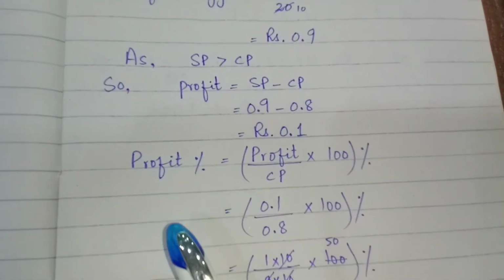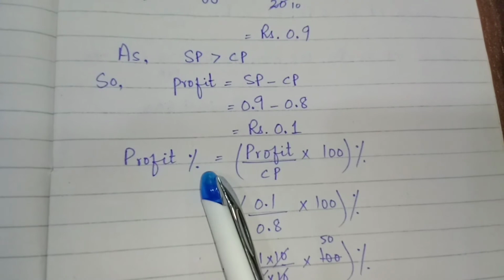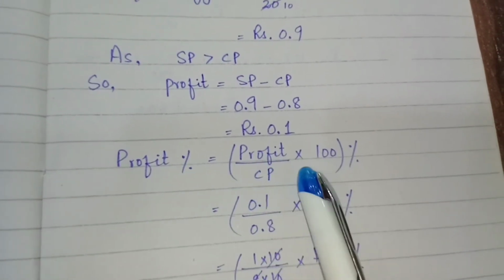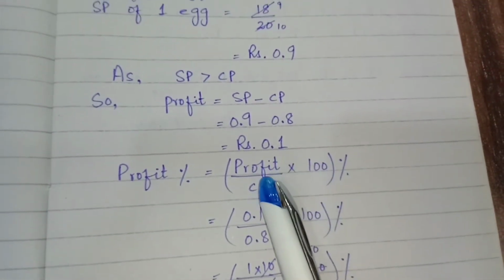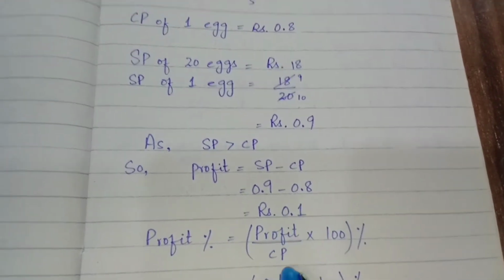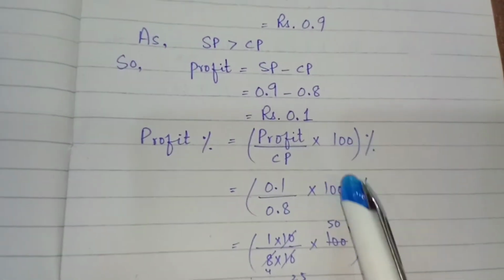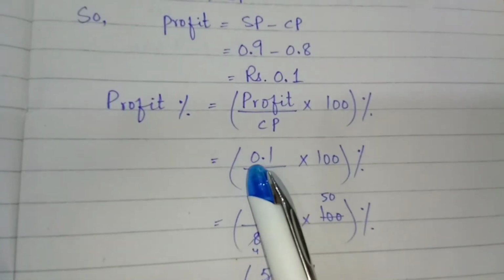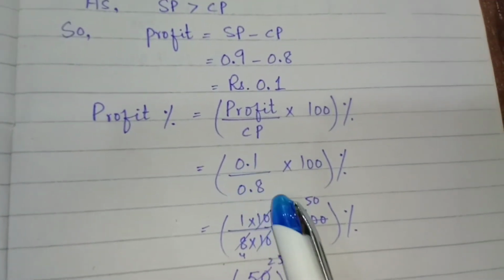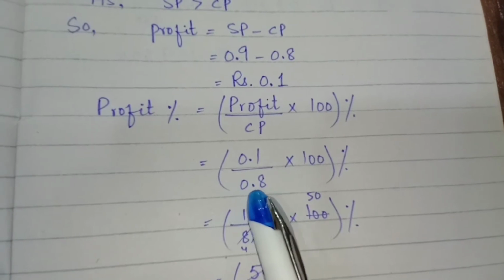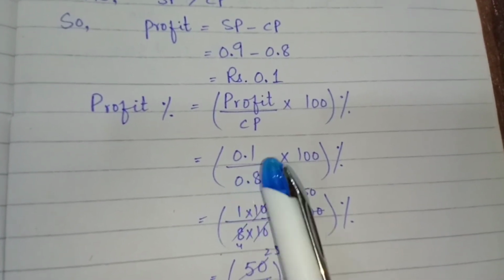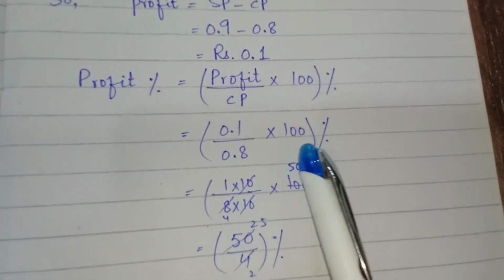But now we have to find the profit percentage. Profit percentage is equal to profit over CP multiplied by 100%. So profit is equal to 0.1 and cost price is equal to 0.8, multiplied by 100. After removing the point of 0.1, we get 10 in the denominator, and after removing the point of 0.8, we get the 10 in the numerator, multiplied by 100.